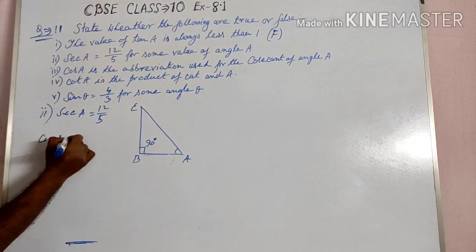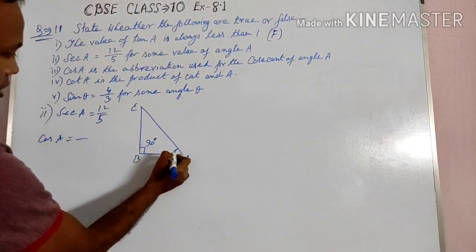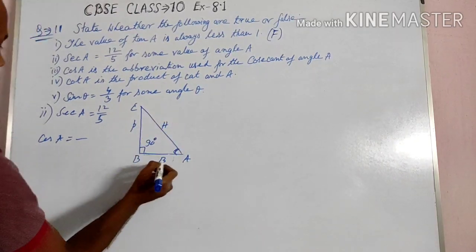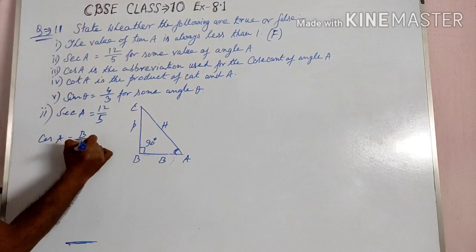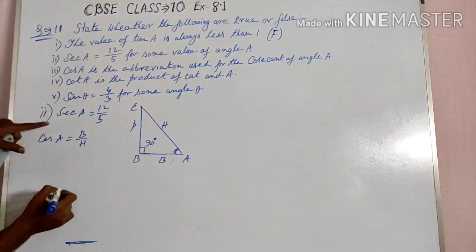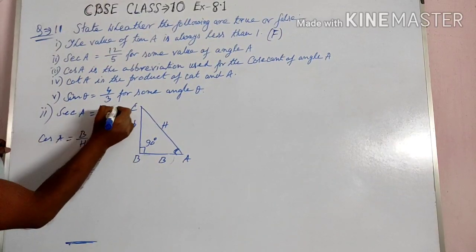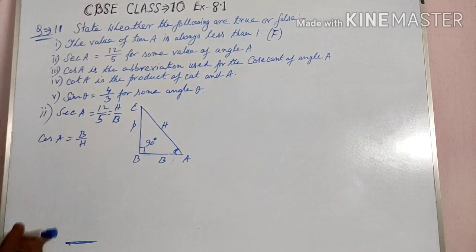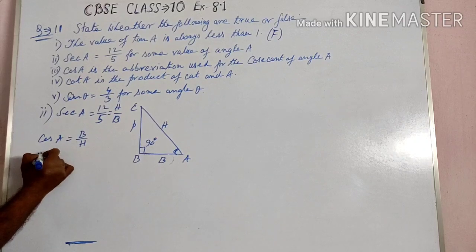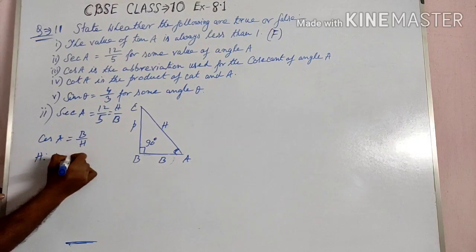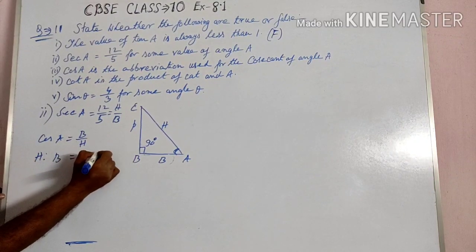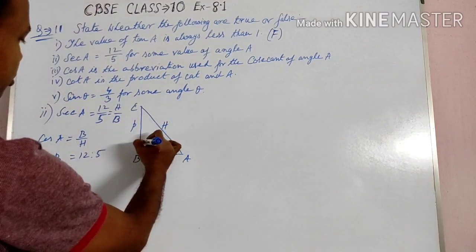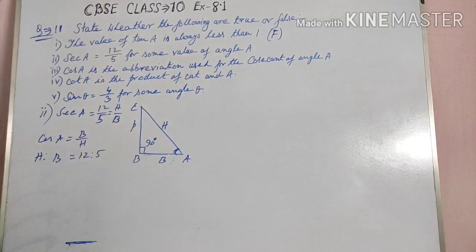Cos A is equal to what? If this is your angle A, this is your base, this is perpendicular, this is your hypotenuse. Cos A is equal to base by hypotenuse, that is, sec A is equal to hypotenuse by base. So the ratio of hypotenuse to base is equal to 12 to 5. So always hypotenuse is greater than base or perpendicular.